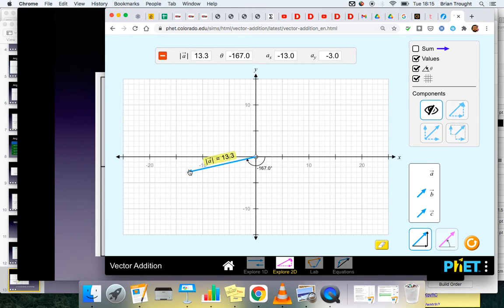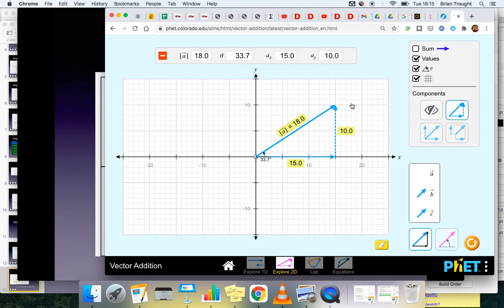Two more then. The components in this case are both negative, so negative i direction, negative j direction. And in this case, we can write that vector as minus 11i minus 11j. Obviously, I could do one more, but I'm not. I'm just going to show you another way of looking at it.